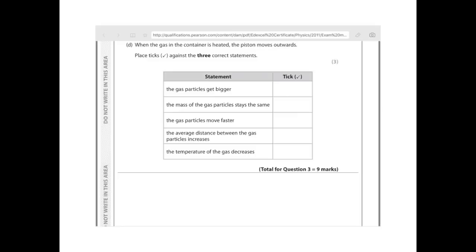The gas particles get bigger. No, that's not true. The mass of gas particles stays the same. The gas particles move faster. Well, clearly, if you heat them, they're going to gain kinetic energy, so they will move faster. The average distance between the gas particles increases. Again, true, because if they're moving faster, they'll be moving away from each other, therefore increasing the distance. The temperature of the gas decreases. Well, no, the container's been heated, so that's absolute rubbish.